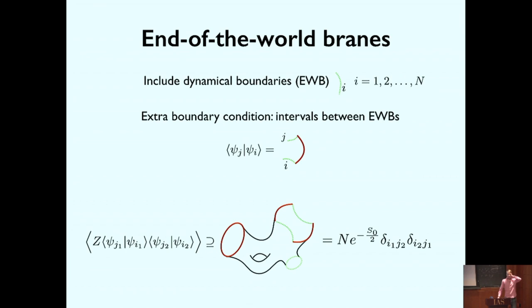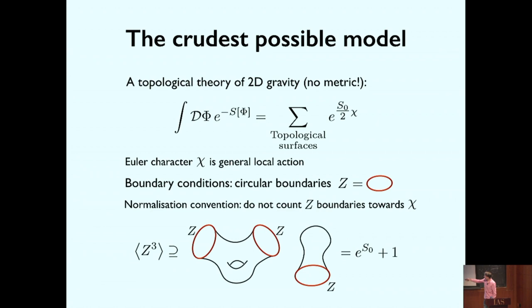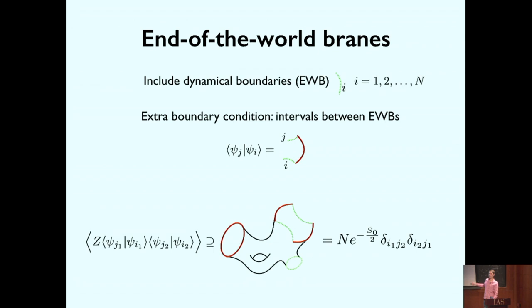I'm also going to, so this really took inspiration from what Douglas and Jeff and Steve did, which was to add these end of the world brains as nice models of black hole interiors. These are dynamical in the sense that I can decide whether or when I include them. And they come with some index that runs from 1 through to n. So apart from this boundary condition z, which defines a circle, I have this boundary condition, which I'm going to write in this very suggestive notation, which inserts a boundary, which is an interval, with an end of the world brane with index i in the past and j in the future.